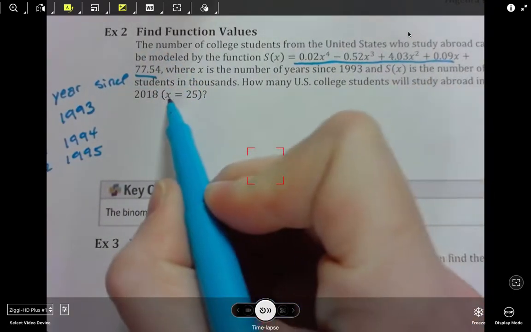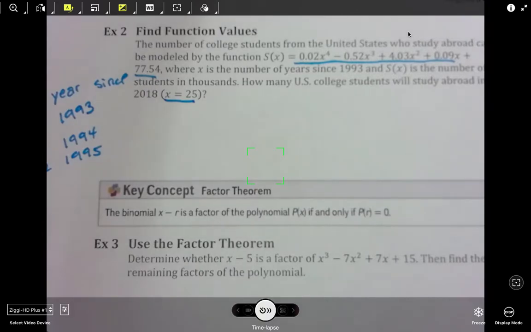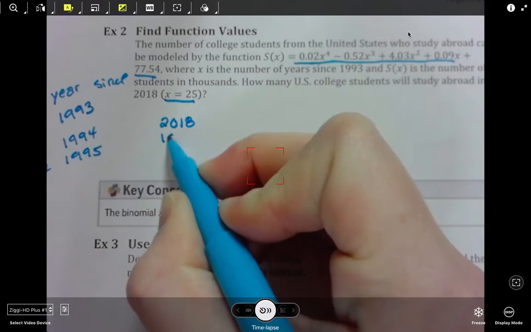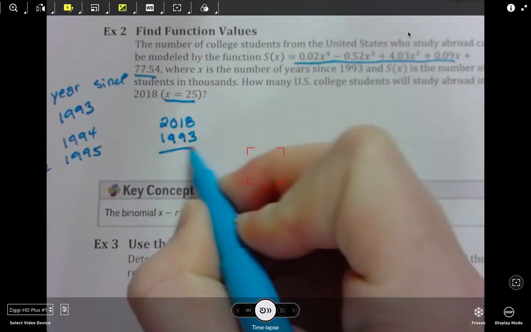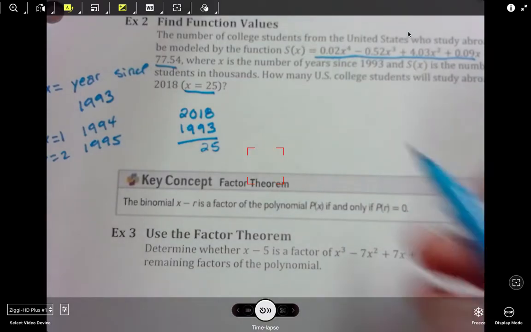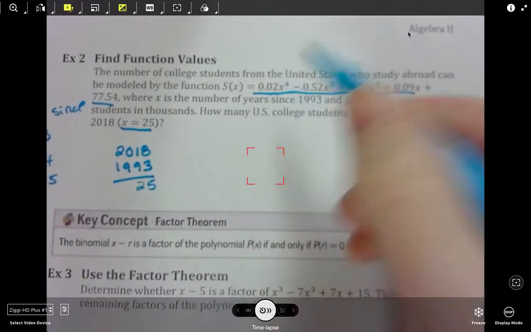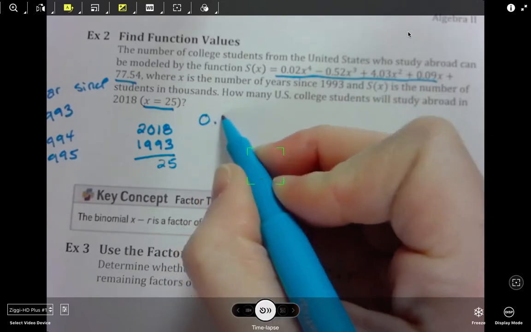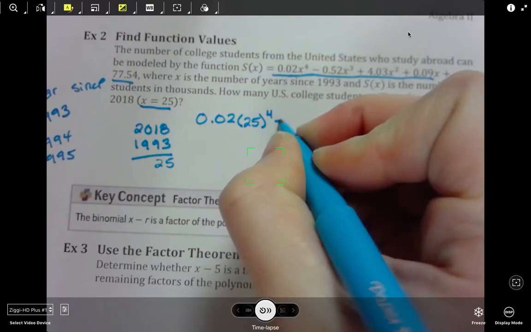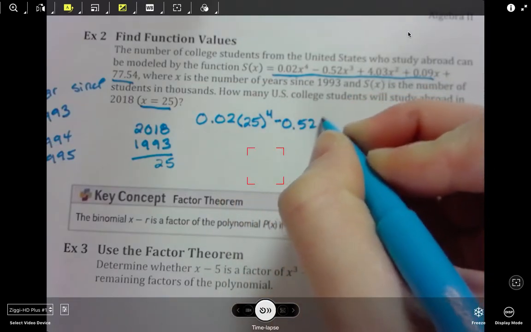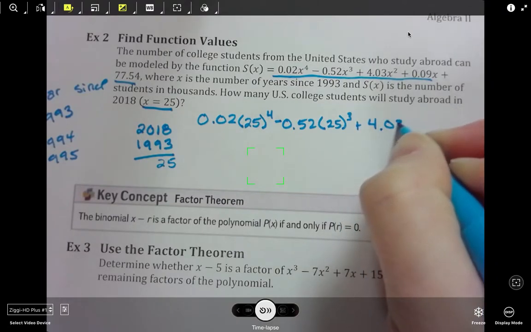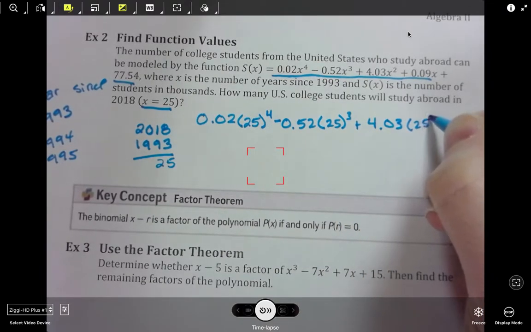They went ahead and gave us this answer here, x equals 25, okay? If we subtract 1993 from 2018, it's actually 25. So x would be 25, and that's what we're going to plug into this equation. If you want to write it all out, you can. I'm going to, so it makes it easier to plug into my calculator. 0.52 times 25 to the third plus 4.03 times 25 to the second power.